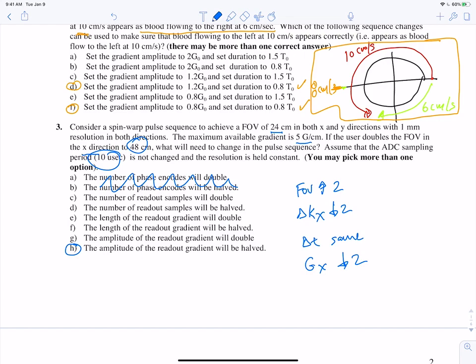What else do we know? Okay. What about, and it says the resolution is held constant. Okay, so that means k sub x max is the same, right? But delta k_x has gone down by a factor of 2. So what happens to the number of readout samples that I need? It must double, right? Okay. And what about the length of the readout gradient? It also has to double, right? Because that's just the number of samples times delta t. Okay? Everyone okay with that? Okay.